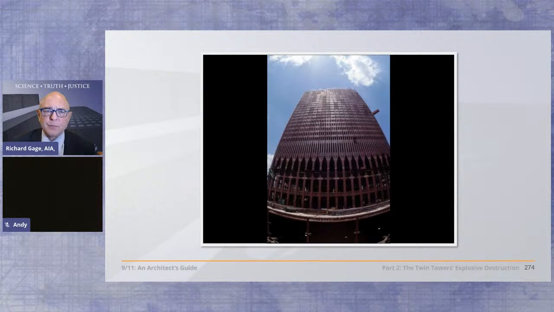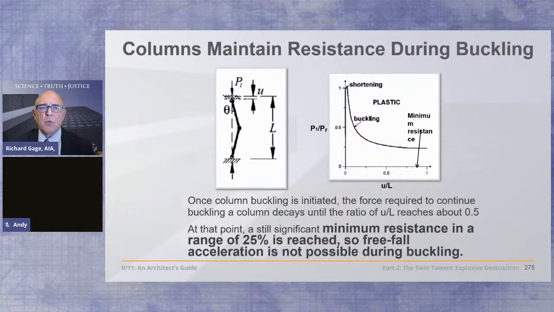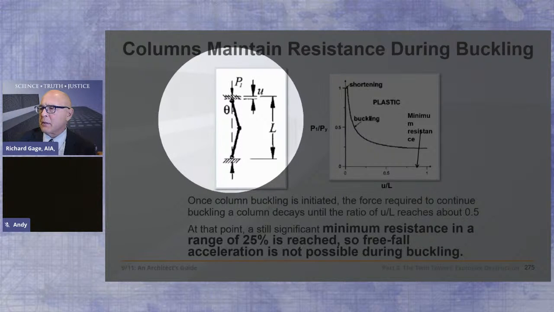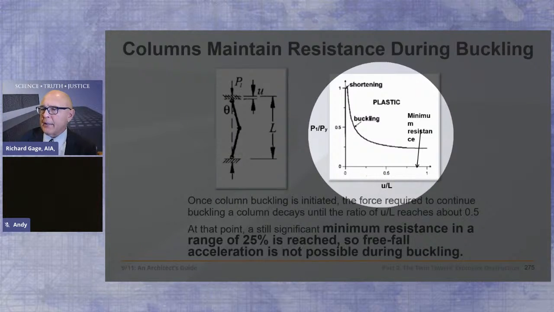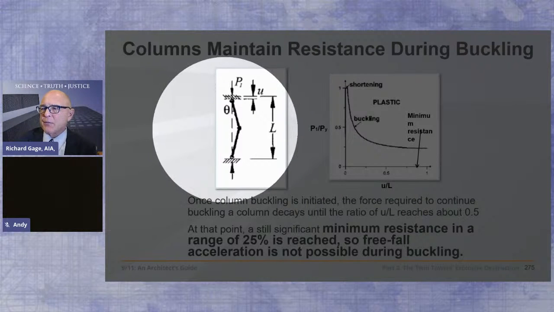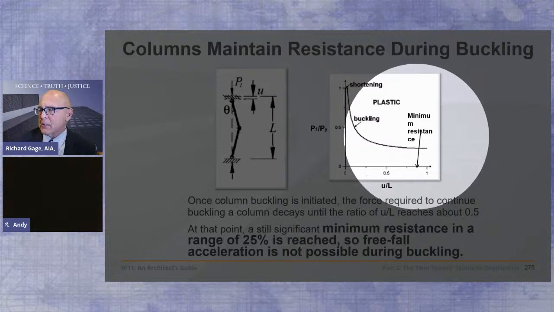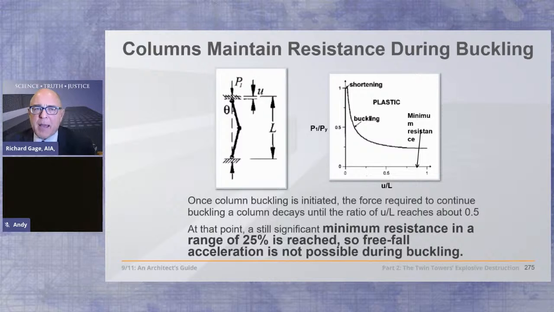Why not? Well, because when a column, indicated by this vertical piece here, is crushed, indicated by P1, a force, there is buckling. The column will fail, but even as it's failing and after it fails, it still provides a minimum resistance. And often that minimum resistance is about a quarter of its original strength, which means that's resistance. It would slow it down. That's what resistance does, slows things down. So it can't speed it up.